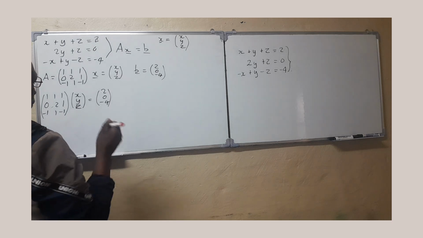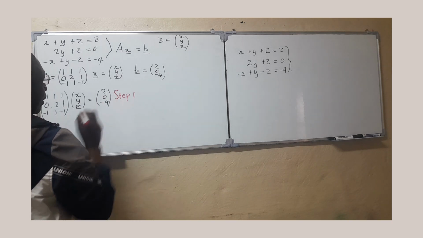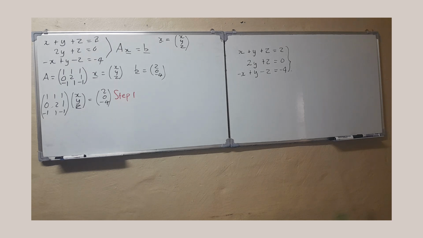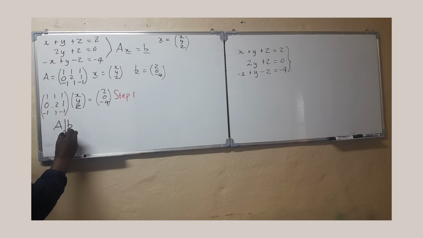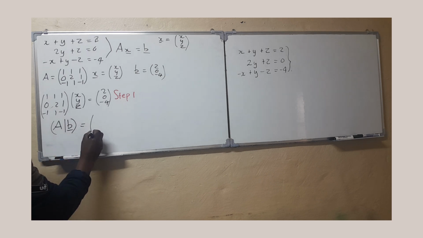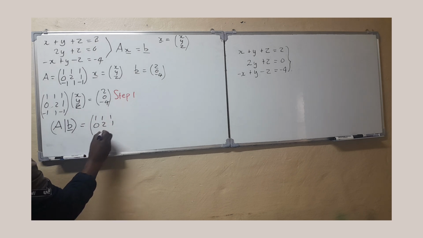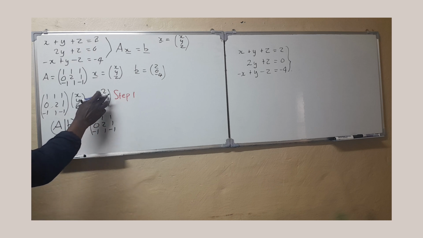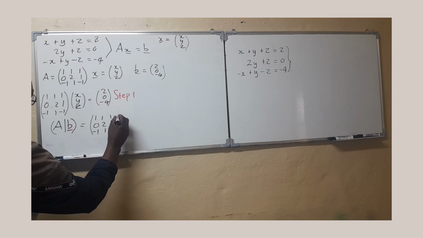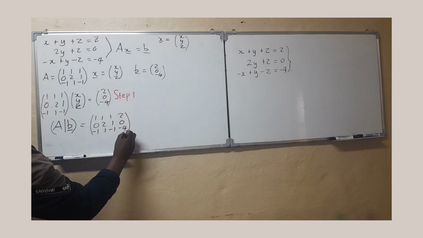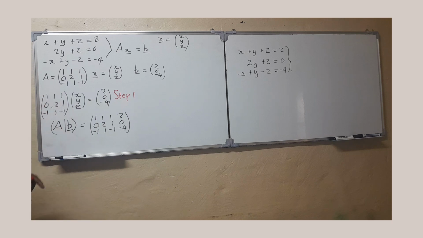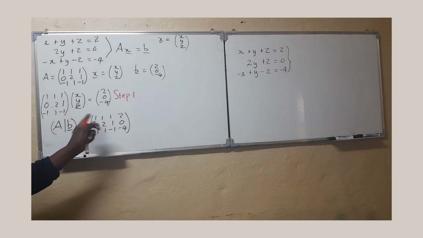So this would be our step number 1. Step number 2, we want to construct a new matrix which consists of the elements of A together with the elements of B. That matrix is called the augmented matrix, and it's represented as A stroke B. It's a new matrix which consists of all the elements of A, which is 1, 1, 1, 0, 2, 1, minus 1, 1, minus 1, with the elements of B placed in juxtaposition, if you like. So that will be 2, 0, minus 4. Notice A is a 3 by 3 matrix, and A stroke B, the augmented matrix, is a 3 by 4 matrix: 3 rows and 4 columns.